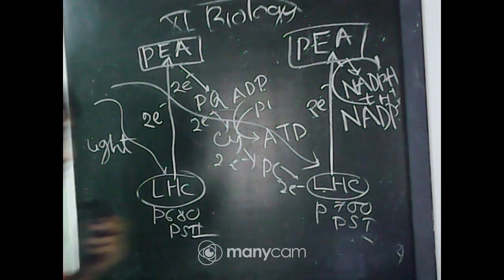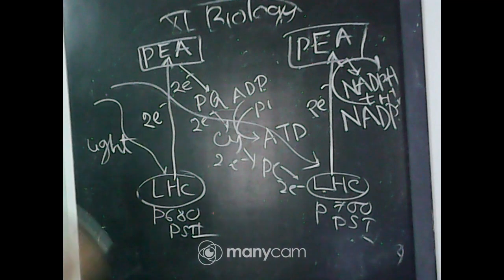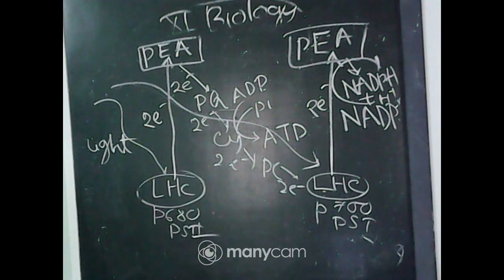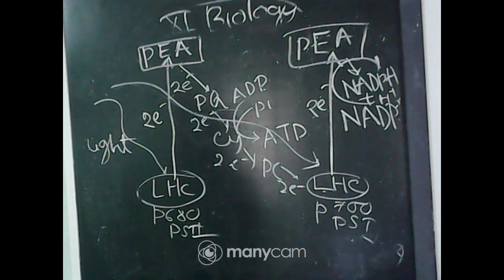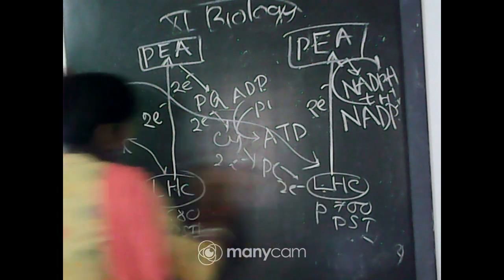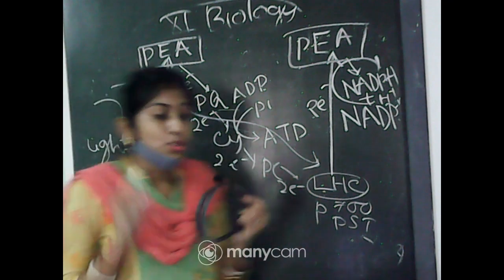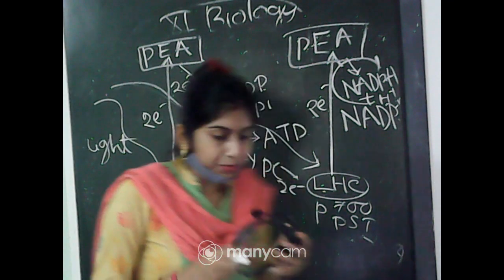So what were the different steps of light reaction? First one was absorption of light energy. You can see this has been done. Second one is photolysis of water. So this step is left.